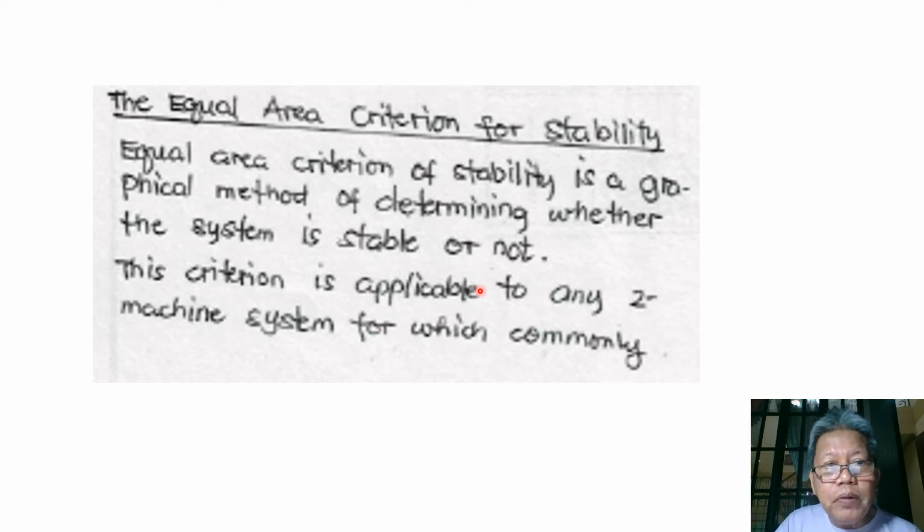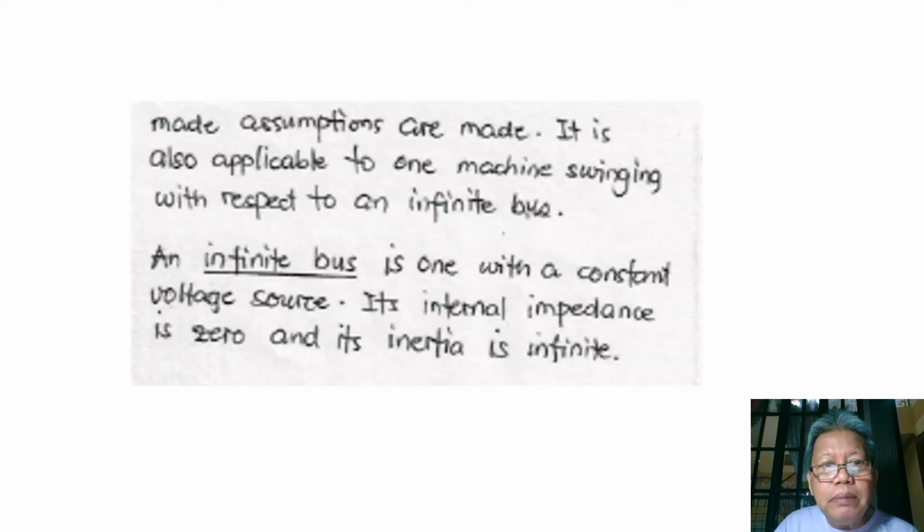Now, this time, we will consider the equal area criterion for stability. The equal area criterion of stability is a graphical method of determining whether the system is stable or not. This criterion is applicable to any two-machine system for which commonly made assumptions are made. It is also applicable to one machine swinging with respect to an infinite bus. An infinite bus is one with a constant voltage source, its internal impedance is zero and its inertia is infinite.